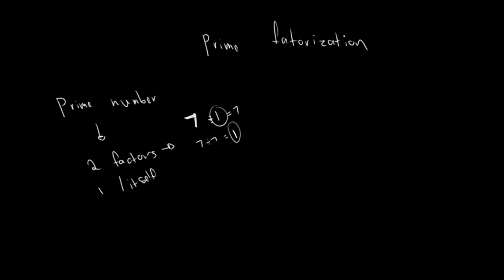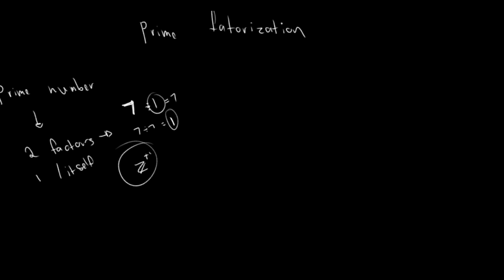Now you might think, what if I use fractions? In this case, we just want to think about integers, positive integers. So we include all integers, but no fractions. So a prime number is pretty much a number that only 1 and itself can divide into.